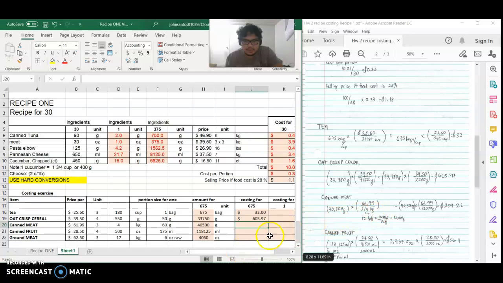For the canned meat, we're needing 40,500 grams, and we're given 3 per 4 kilograms, so that would be 12 kilograms. What I did is convert it onto grams. So 12 multiplied by 1,000 will give us 12,000 grams. So that will be 40,500 grams multiplied by $61.99 divided by 12,000 grams, and that will give us $209.22.